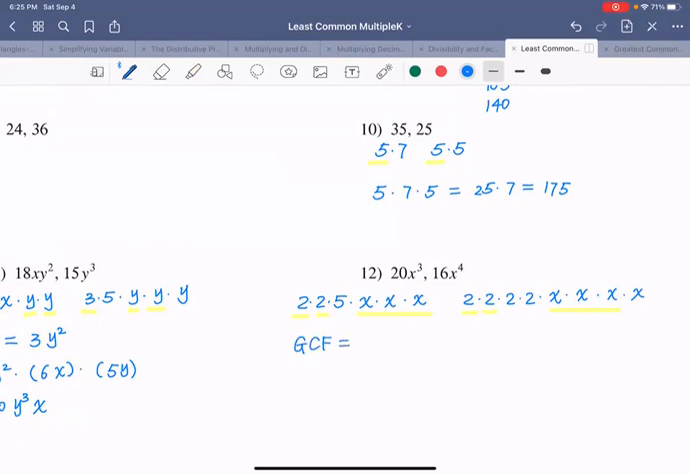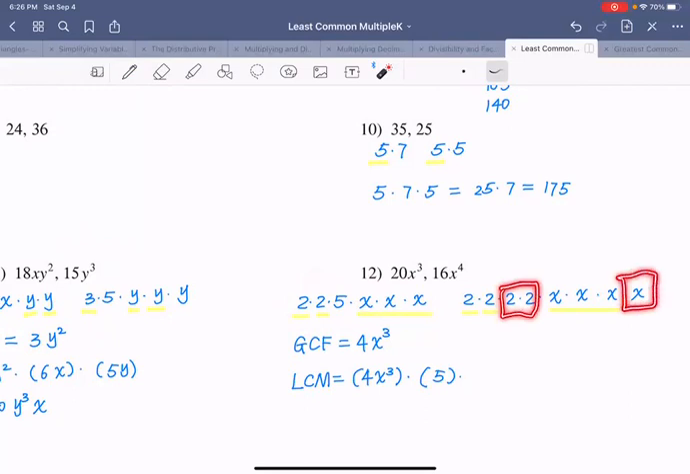GCF equals 4x to the third. Good job. You call this x cubed. X cubed. Now, LCM is going to equal... We copy down this guy first. And then, which one is left? 5. There you go. Which one is left? The 2 and the x, so 4x. Good job.